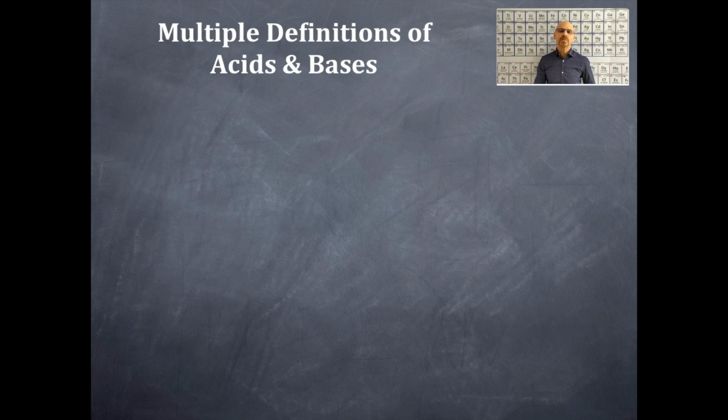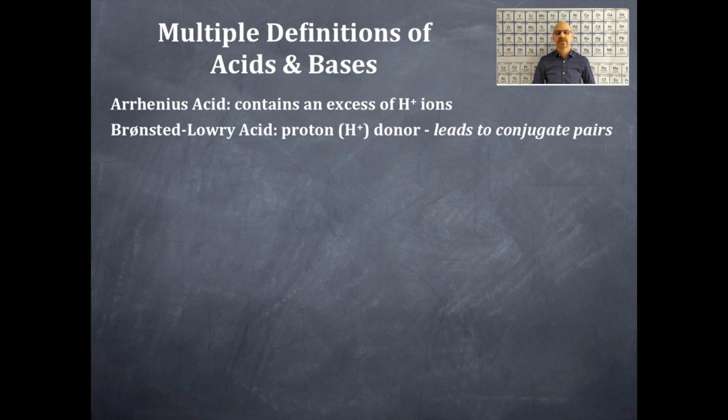Here are multiple different definitions of acids and bases, and you need to memorize these. An Arrhenius acid is one that contains an excess of hydrogen ions. A Brønsted-Lowry acid is a proton donor, and this leads to the concept of conjugate pairs that we're going to discuss in just a moment. A Lewis acid is an electron pair acceptor.